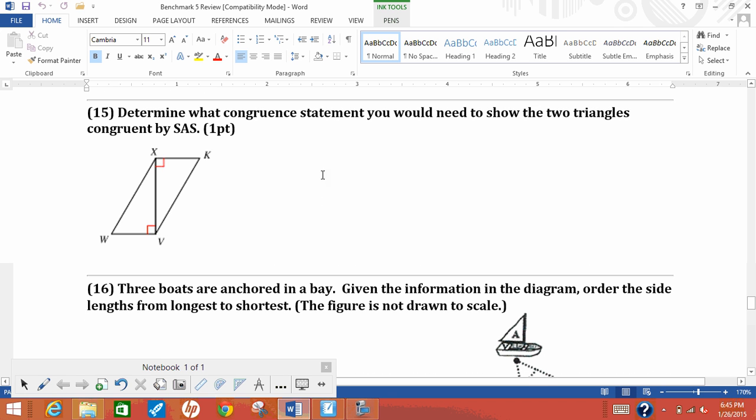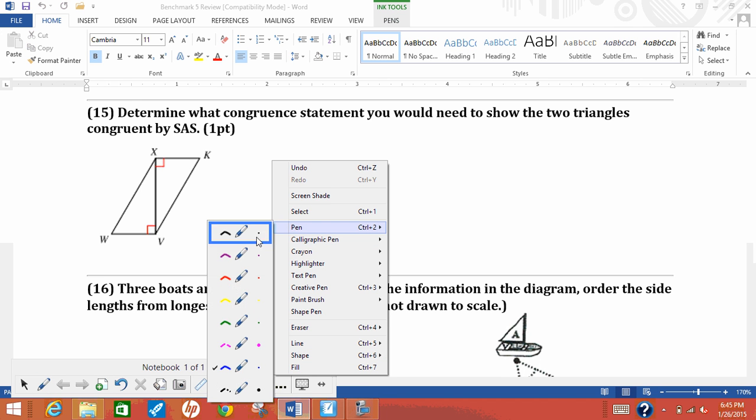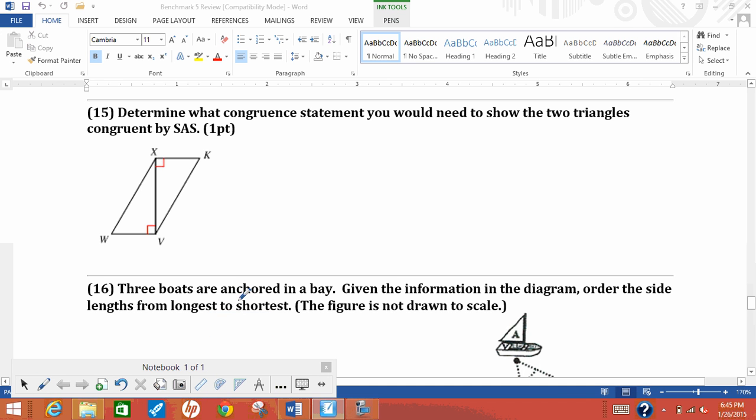In this problem, I want the statement that we would need to know. So what would we need to know in order to say these two triangles are congruent? Well, I know that these two 90-degree angles are congruent. I know that this side is congruent to itself because of the reflexive property. So these are things that I know just by looking at the picture. I want to know what you would need to know. What extra information would you need to be told to know these two triangles are congruent by side, angle, side?